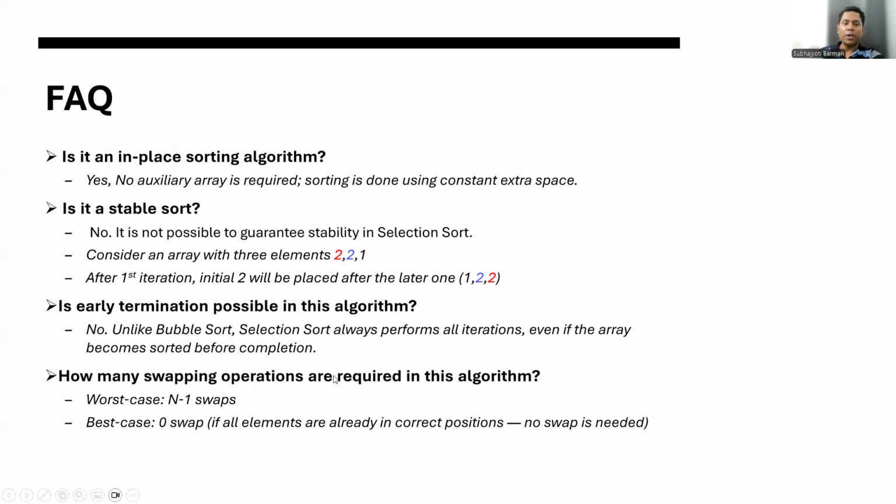How many swaps are required? In the worst case, we have to perform n minus 1 swaps. So let's say the data is given sorted in reverse order. In that case, we have to perform n minus 1 swaps. In the best case, let's say my data is already sorted. In such a scenario, no swapping will happen.